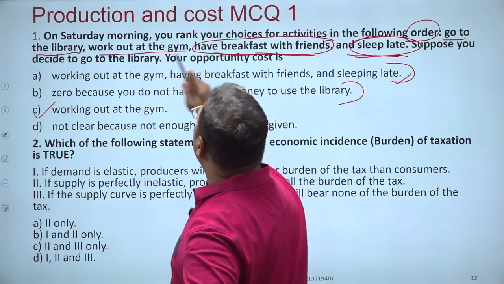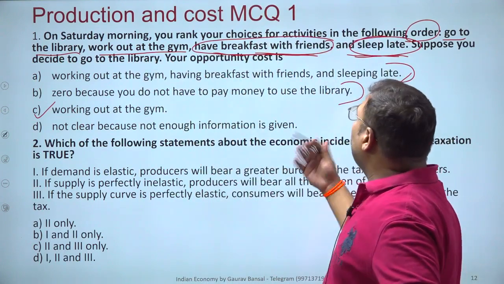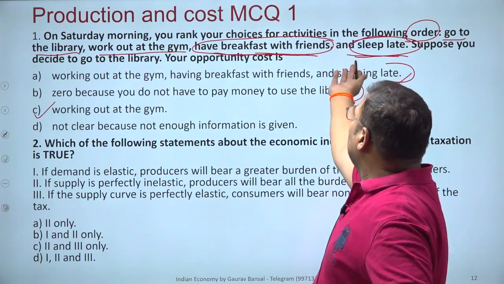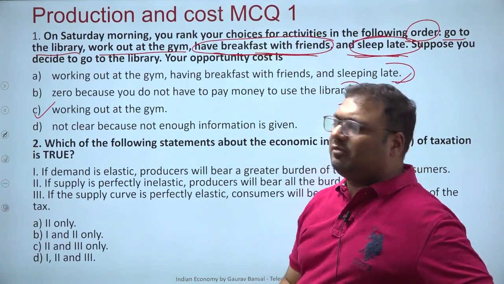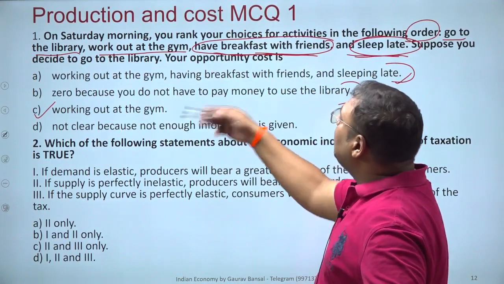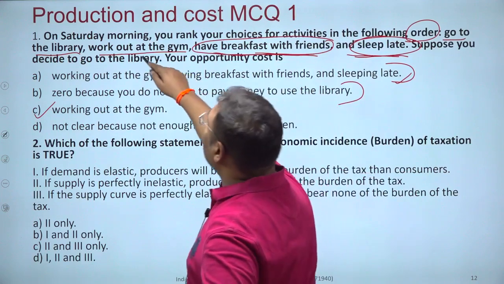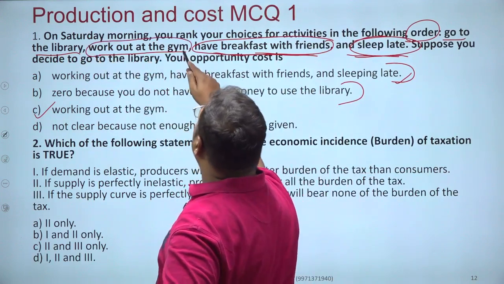So I could have done only one activity out instead of the four. I could have been in bed, but that was my last choice. Better than that, I could have had breakfast with friends. Better than that, I could have worked out at the gym. But even better than that, I could have gone to the library. Since I went to the library, what I missed out on the most was the gym.